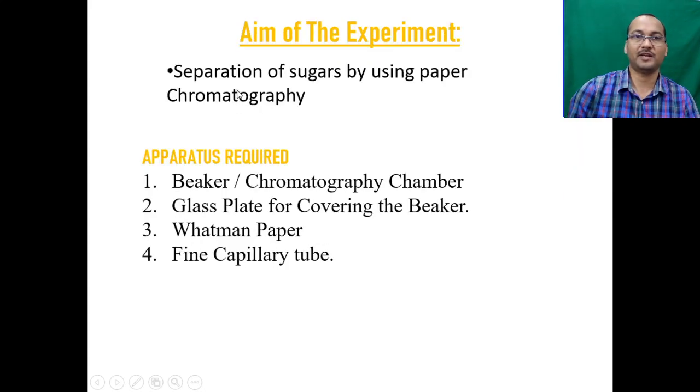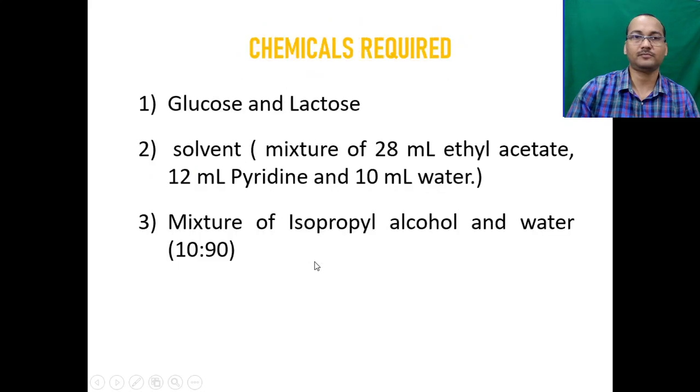So the aim of the experiment is separation of sugars using paper chromatography. What are the apparatus required? Beaker or chromatography chamber, glass plate for covering the beaker, Whatman filter paper, fine capillary tube. Chemicals required: we need glucose and lactose. Then the solvent is ethyl acetate, pyridine and water, and a mixture of isopropyl alcohol and water.